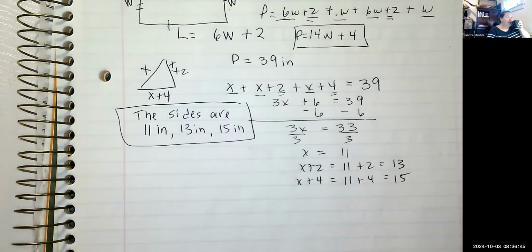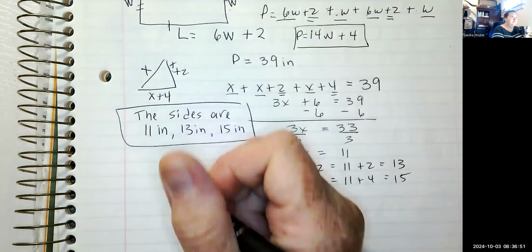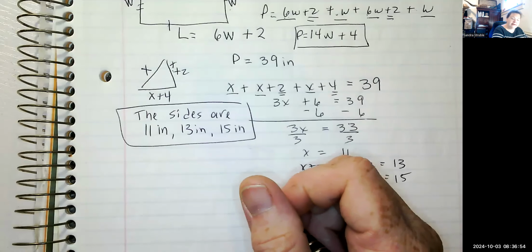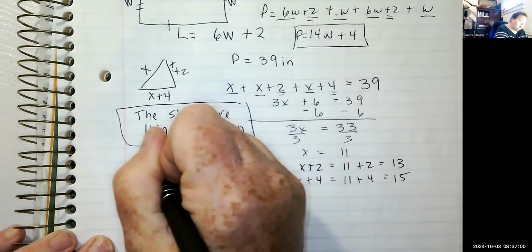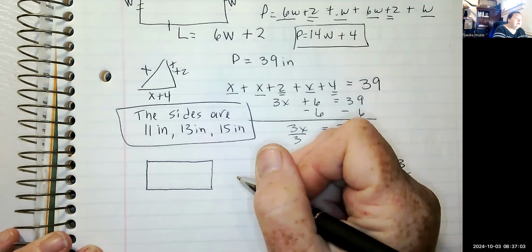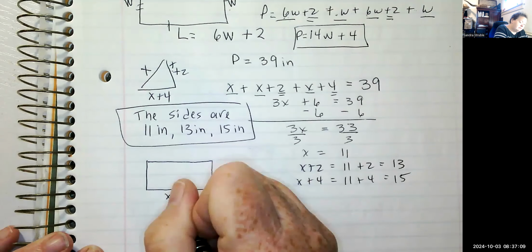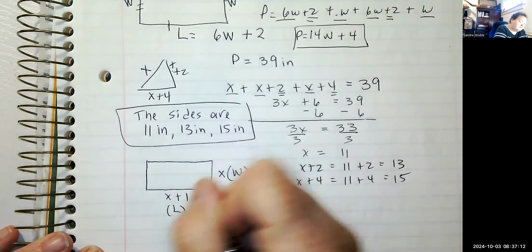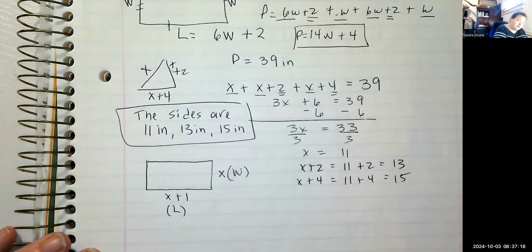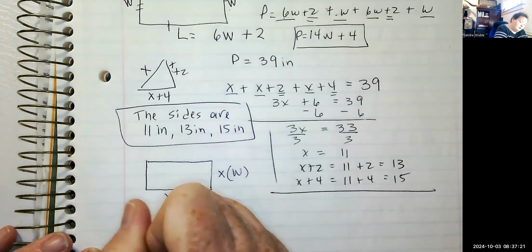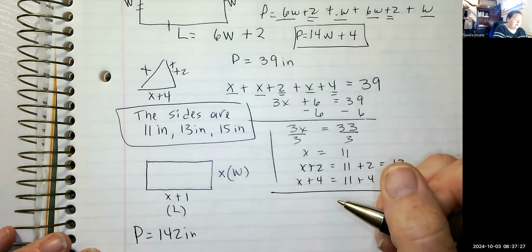The width and length of a rectangle are consecutive integers, which means they're going to be x and x plus 1. I didn't say odd or even, so it's just x and then x plus 1. And we're doing a rectangle. So we'll say the width is x and x plus 1 is the length. If the perimeter of the rectangle is 142 inches, find the width and the length.